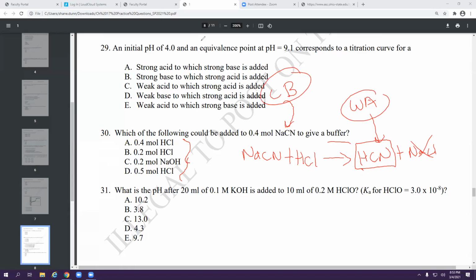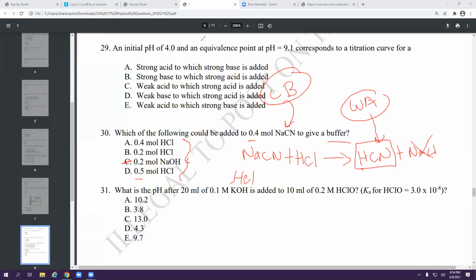There you go. I just formed a buffer by adding HCl to that. Does that make sense so far? Cool. So I have to figure out how much of the acid I can add and still have a buffer. If I add D, 0.5, is 0.5 greater than my 0.4? So if I add D, I have HCl left over, right? And if you have a strong acid left over, do you care about your weak acid at all? No, because the strong acid overtakes the weak acid because it's so much stronger.